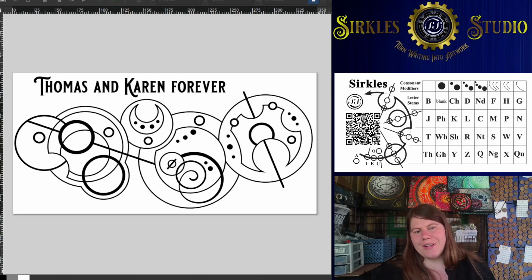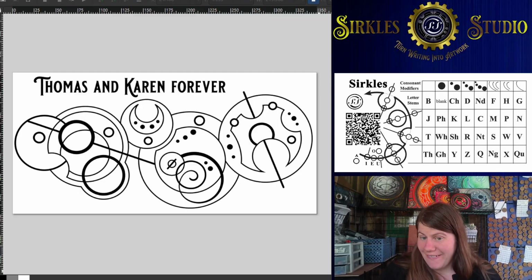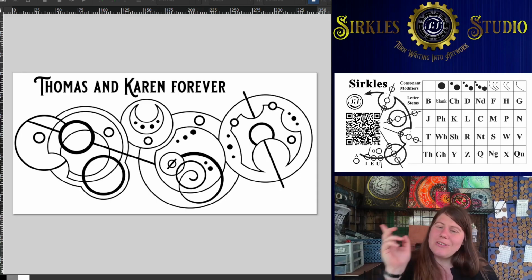Hello and welcome to the transcription explanation of this design. It says Thomas and Karen forever, and it does so in the script shown above me, which is something me and my friends have been developing since high school and has since been adopted on the TV show Doctor Who as the language of the Time Lords, Circular Gallifreyan. And I'm going to be explaining how this design says what it says using this key.